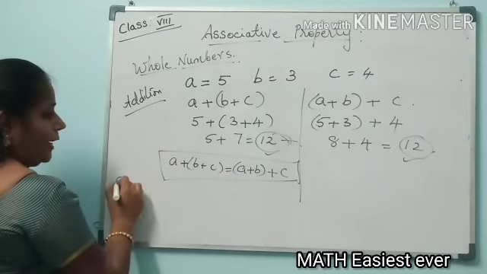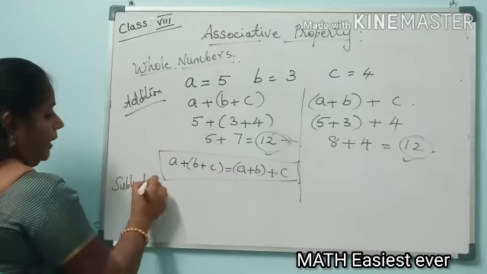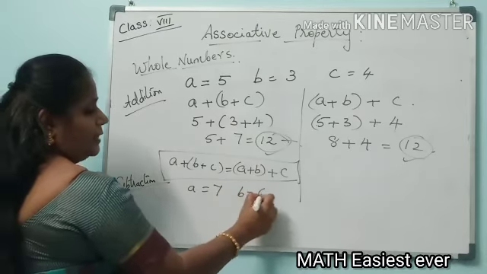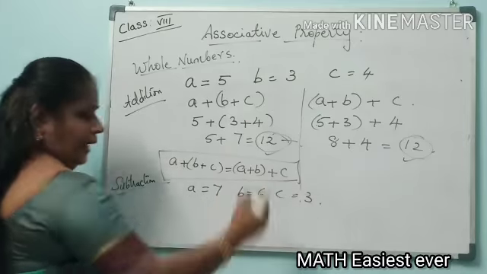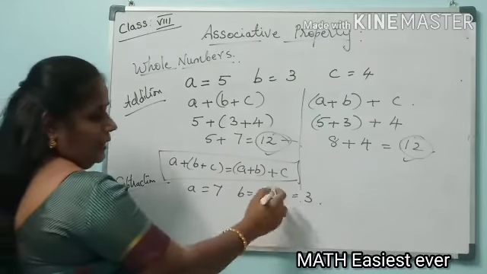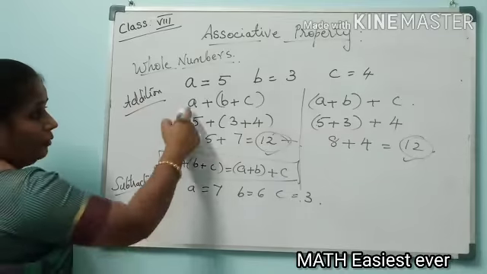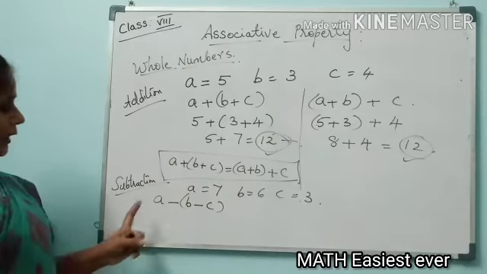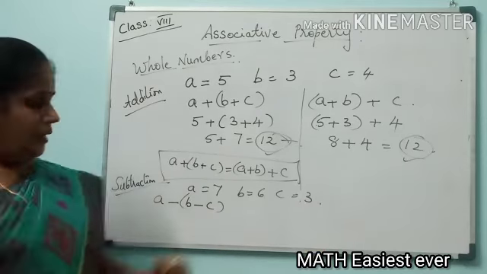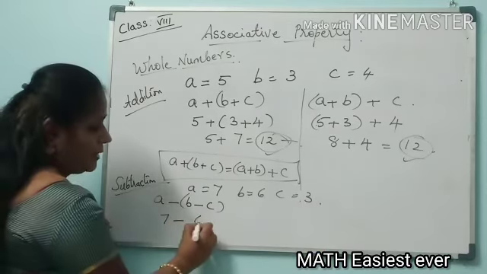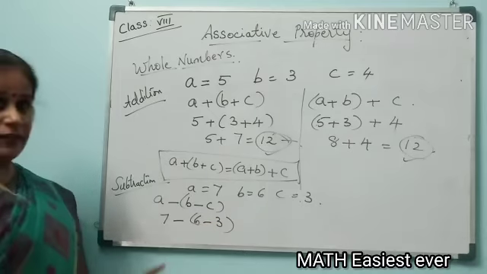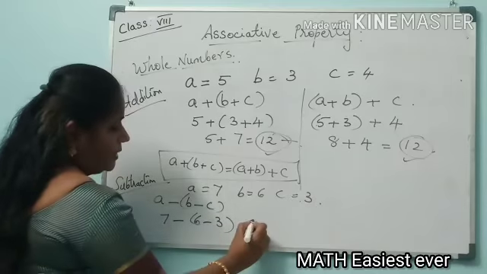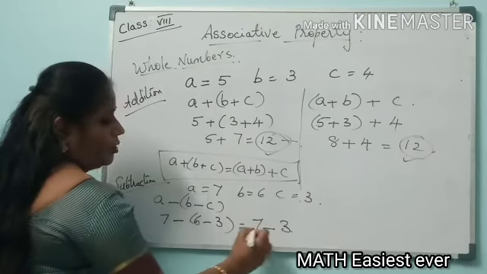Let's go for subtraction now. Same way, take A as any whole number. A as 7, B as 6 and C as 3. Right? Now, since it's subtraction, what you have to do? A minus (B minus C). So, what is A? 7 minus (6 minus 3). Which you have to subtract first? 6 minus 3. What is 6 minus 3? It is 3, isn't it? So, 7 minus 3 is 4.